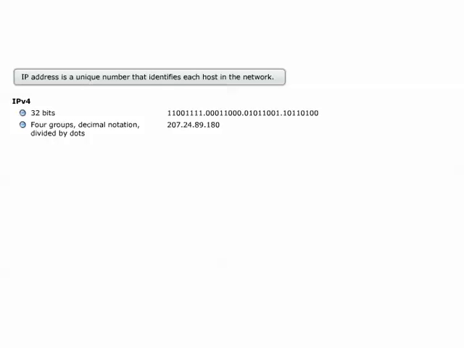The octets serve a purpose other than simply separating the numbers. They are used to create classes of IP addresses that can be assigned to a particular business, government, or other entity based on size and need.